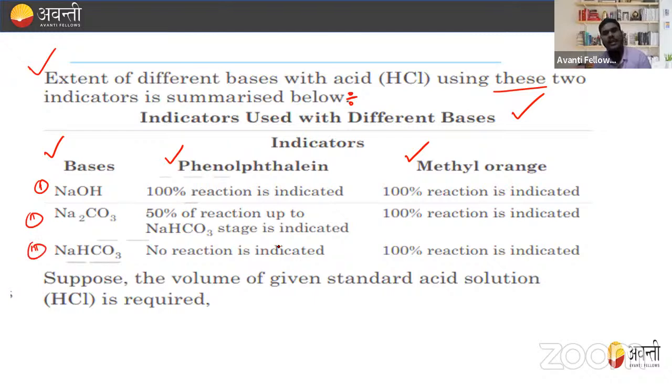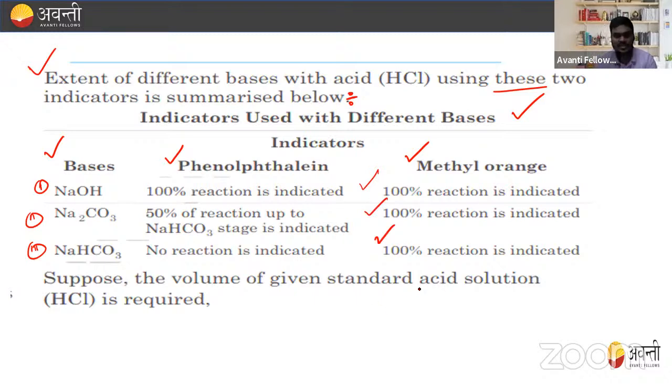Now with phenolphthalein, 100% reaction is indicated for NaOH. For Na2CO3, 50% reaction, up to the NaHCO3 stage, is indicated. For NaHCO3, no reaction is indicated, right? Once NaHCO3 is formed, the reaction stops with phenolphthalein, so for NaHCO3, no reaction is indicated. By using methyl orange, 100% reaction is indicated in all three. So methyl orange works in both acidic and basic medium, right?